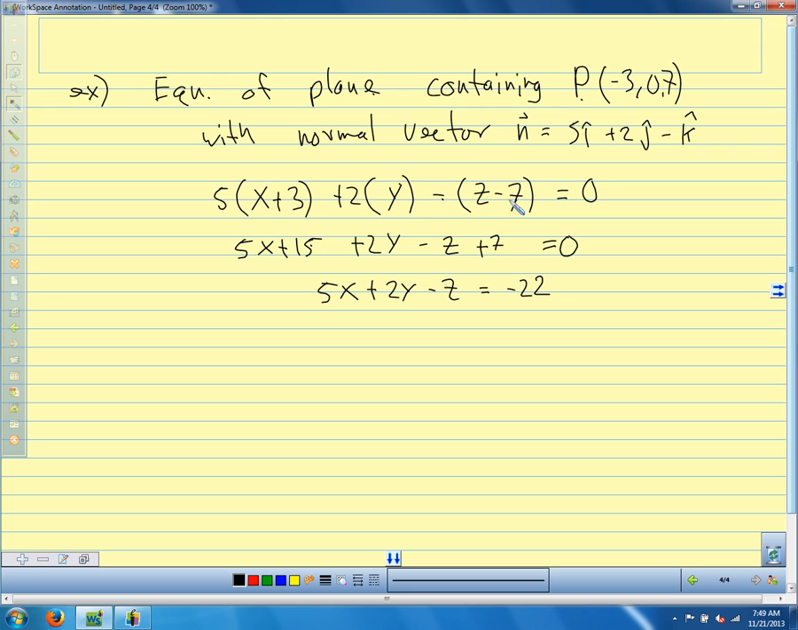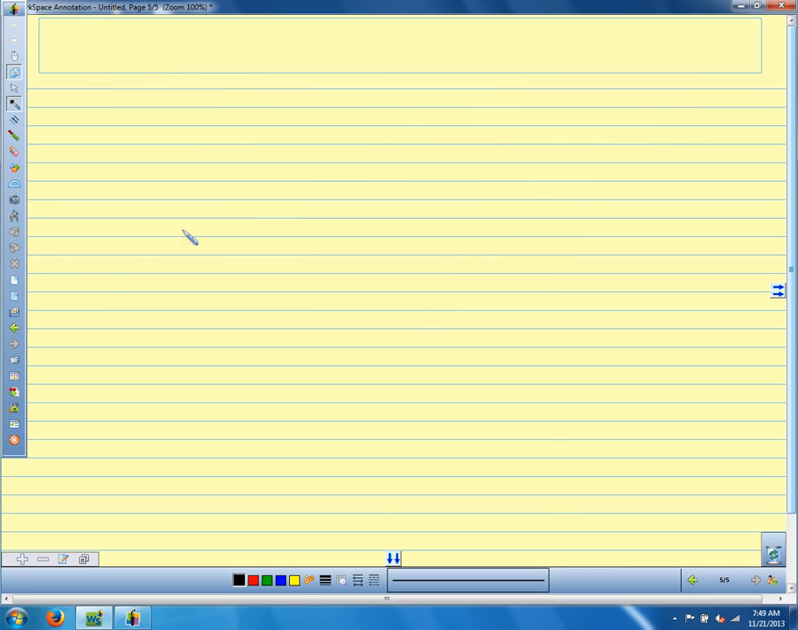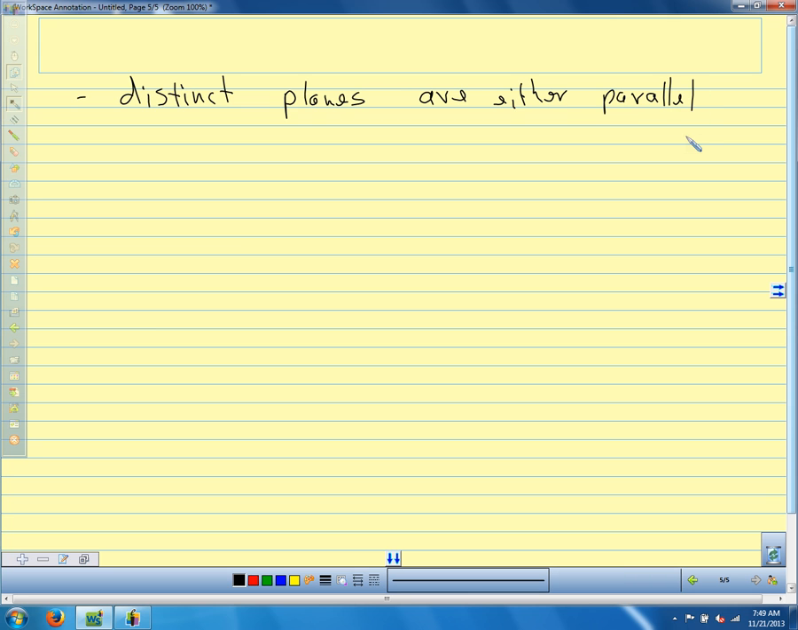So, one important geometric property of planes. Any questions other than why I couldn't do arithmetic there? An important property of planes is that if we have two distinct planes in space, they are either going to be parallel or they intersect in a line.